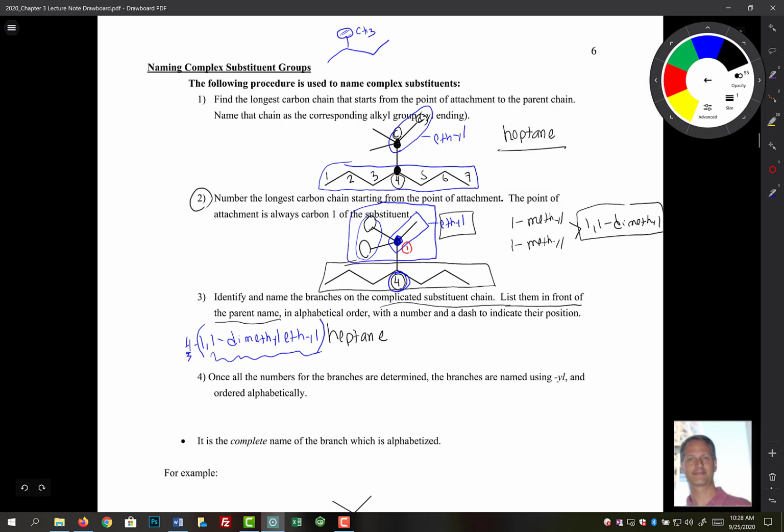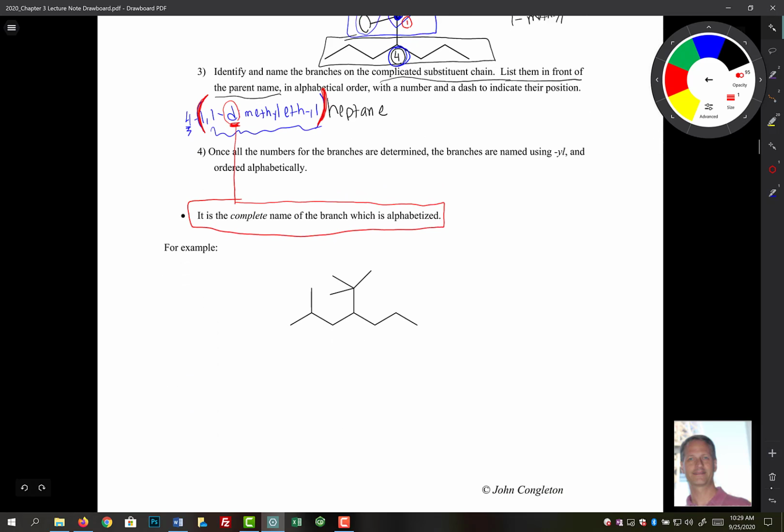Now, the other thing I'll point out here is that to simplify life, if we see these parentheses, then we just take the first letter in the name and use that for alphabetizing. Remember, di and tri and tetra don't count if we don't have parentheses. But if you do have parentheses, then we are going to count them. So let's look at this as an example down here below.